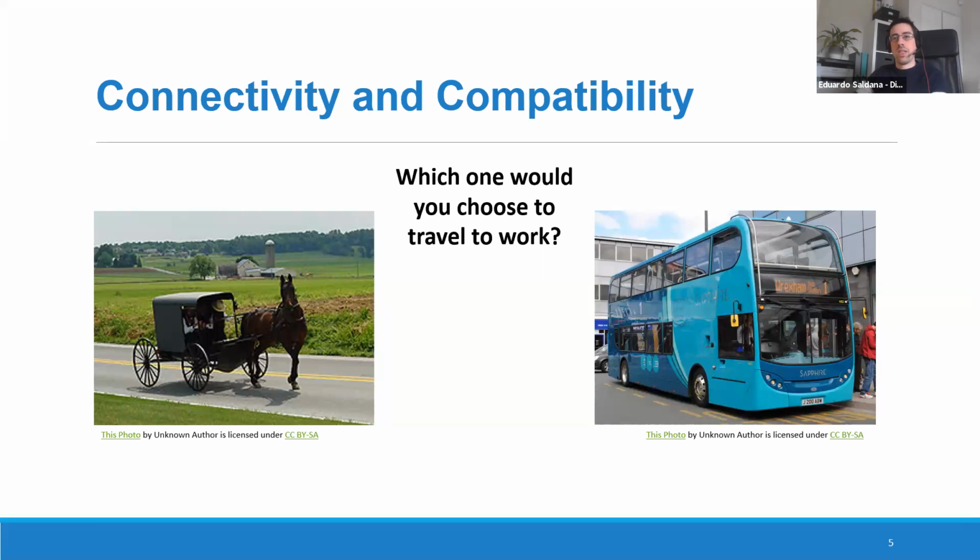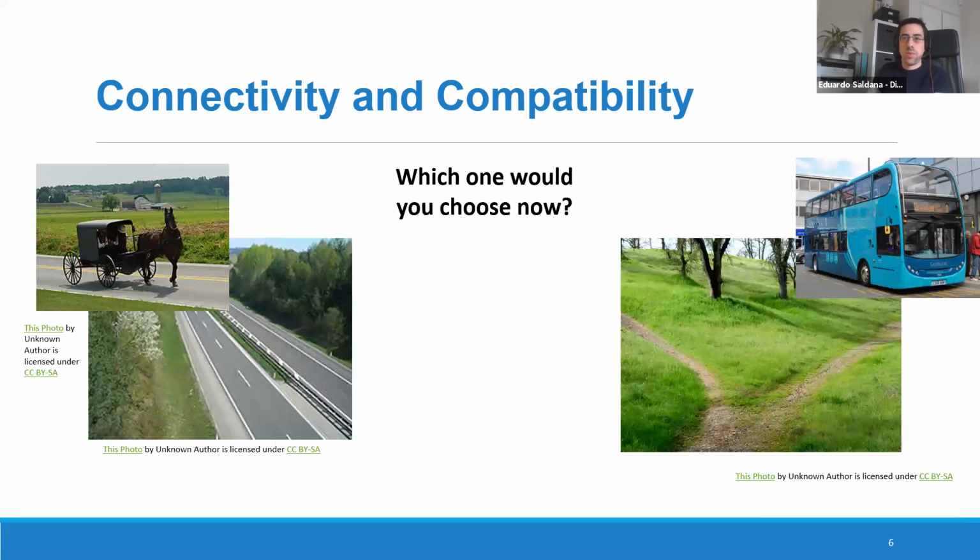But now, let's add another variant to the problem. If you think about traveling to work and your choices are a road or a motorway, and just a path on a little countryside that looks like a bit of a forest, which one would you choose? I imagine you would choose the bus to travel on a motorway or a road, and a horse-drawn carriage to go through that path. But at the end of the day, both means and modes of transport will be able to go through both places.